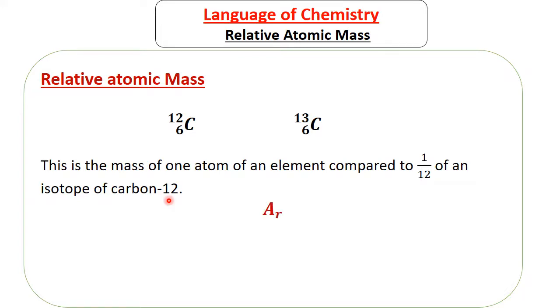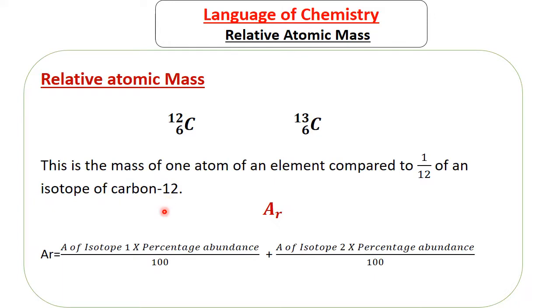Its symbol is Ar, and the formula is this. It looks complicated but is very easy. Relative atomic mass is equal to the mass of isotope 1 times percentage abundance over 100, plus the mass of isotope 2 times percentage abundance over 100.